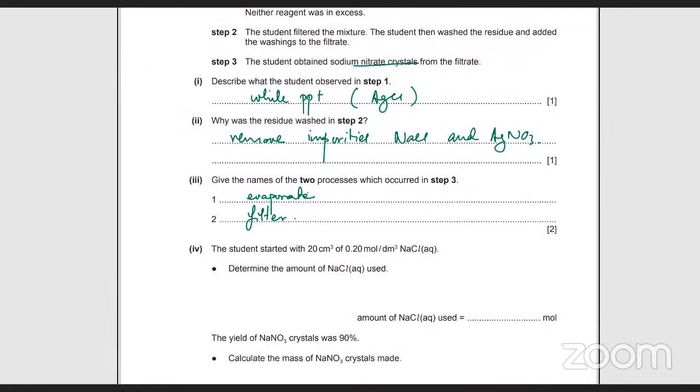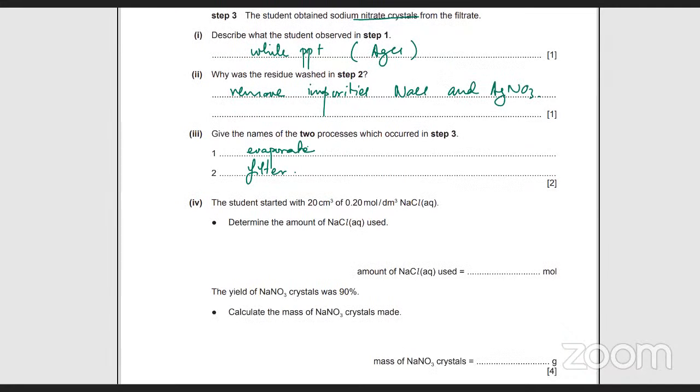Then a student started with 20 cm cube of, so how many moles is this? How do you find moles? That's concentration times volume. That's 0.2 times 20 divided by 1000. Calculate this and tell me how many moles you get. 0.004 moles.